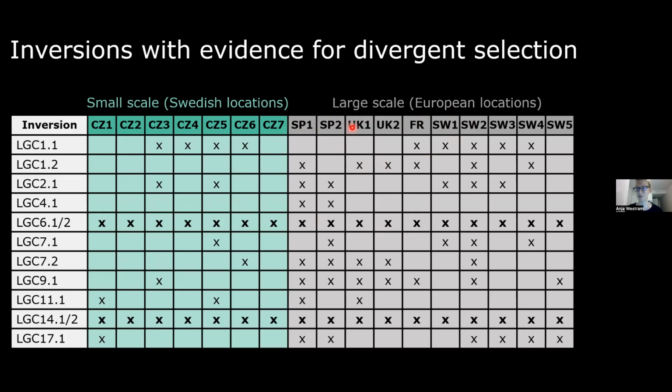Of course, I don't want you to read all these crosses, but the general picture we can see here, I think quite clearly, is that for all the inversions that we found to sometimes play a role on the small geographical scale, we also find them to play a role on the large geographical scale. So many of the inversions seem to play a role in adaptation in multiple different countries across Europe. In particular, these inversions that showed the strongest and most consistent pattern in Sweden on the small scale also show evidence for selection in all the locations that we studied across Europe. So these really seem to be globally contributing to local adaptation in the system.